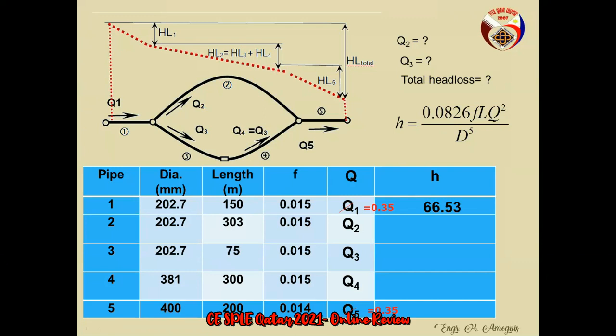The problem with pipe 2 is that you don't know Q2. That's your problem. So that means your head loss is in terms of Q2. Q3, you also don't know, so same, in terms of Q3. Q4, do you know Q4? You don't know it yet. So plug in the variables, the available data, but in terms of Q. That is your head loss. Then number 5, you have the length and you have Q, so you can solve the head loss.